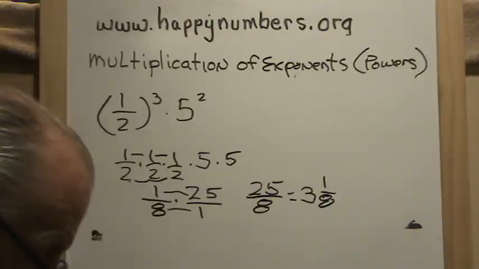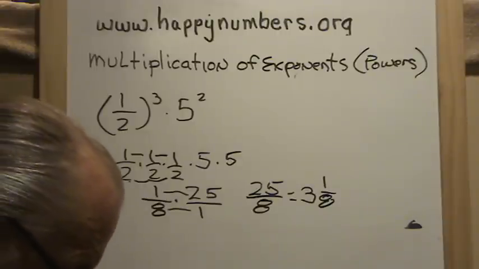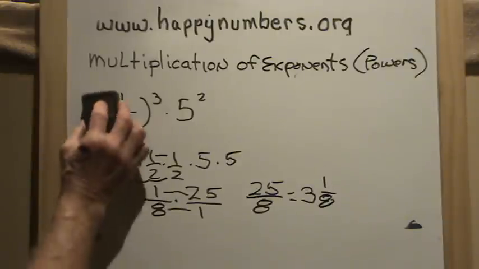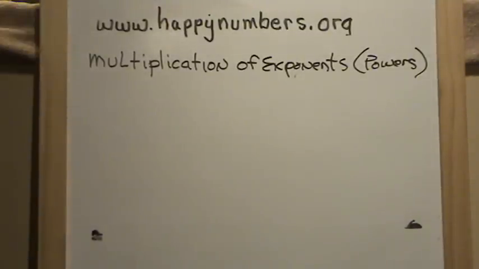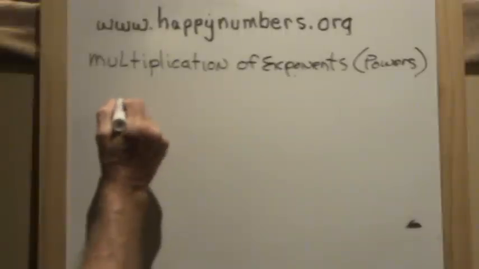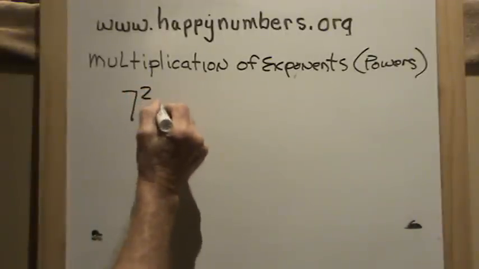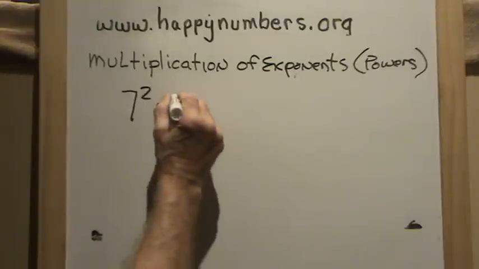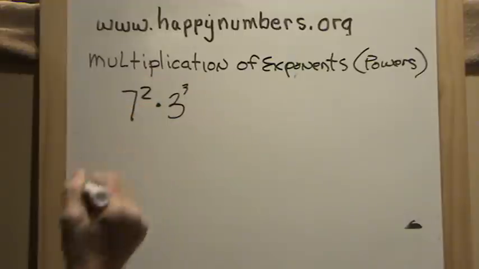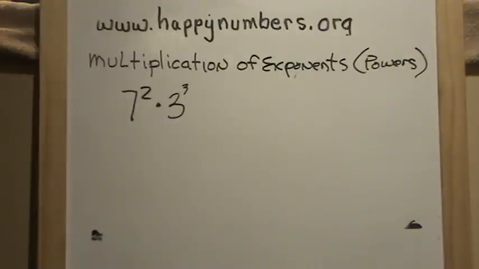Well, good. Let me put a couple of problems up for you to work. You can put the video or DVD on pause and do them in your notebook and then turn it back on and we'll go over them. Let's do 7 to the second power, or 7 squared, times 3 to the third power, or 3 cubed. So go ahead and put your video or DVD on pause, work that problem, and then turn it back on again.